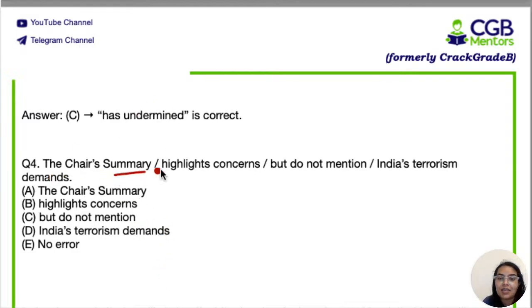The chair's summary highlights concern but does not. Summary is still the subject even after "but" when you are repeating it.